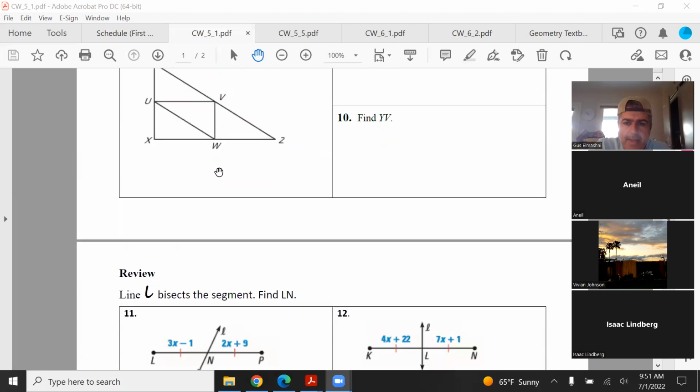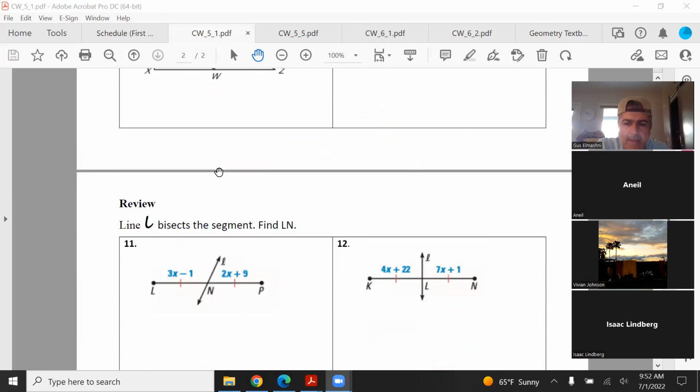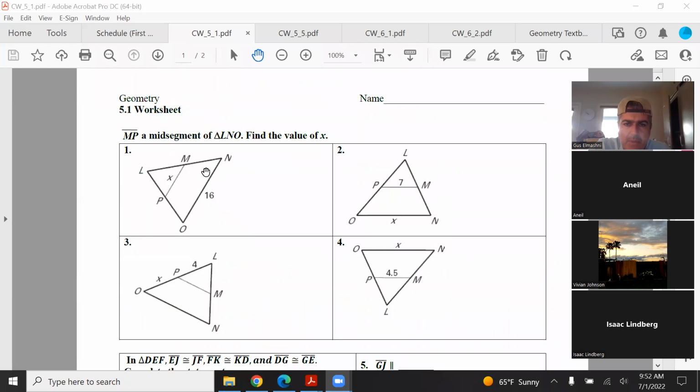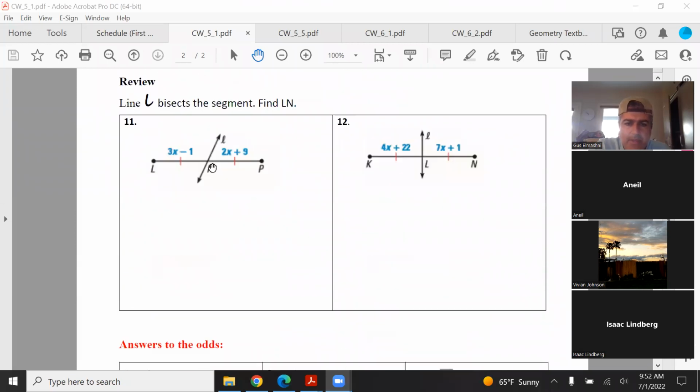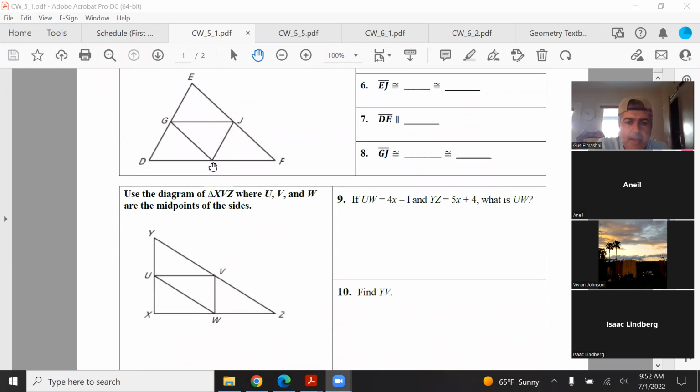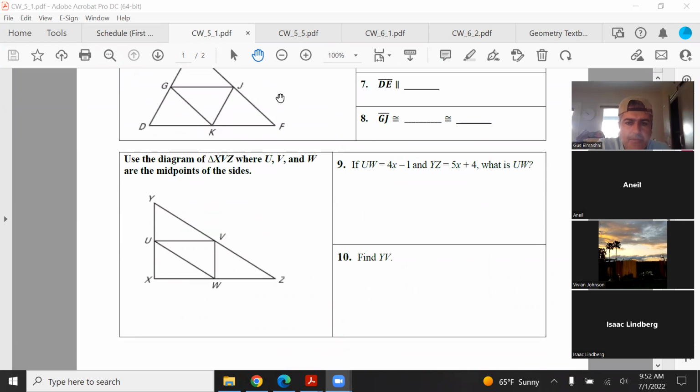So I'll do 9 and 11. I'll have you guys do 10, 12. So you guys will be doing 2, 4, 10, 12 in just a bit. For number 9, UW is right here. And you're told that UVW are all midpoints. So that means those are the same, those are the same, and those are the same.